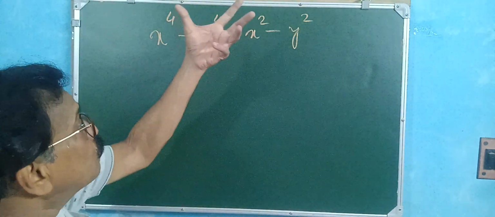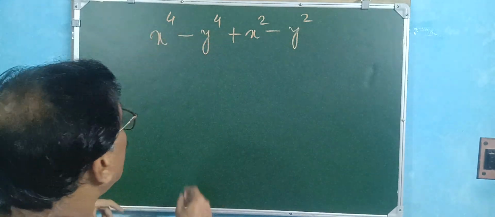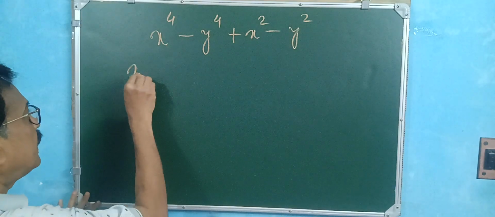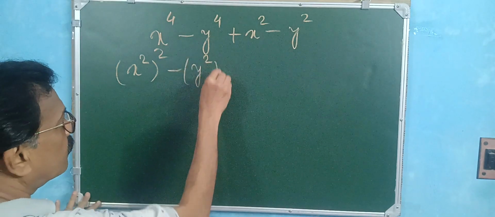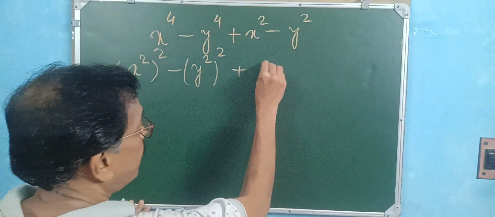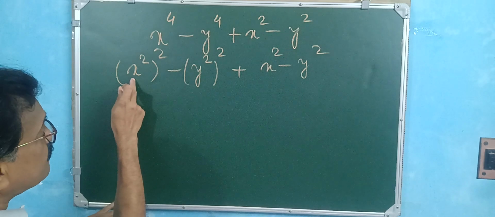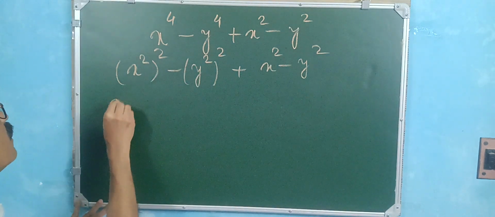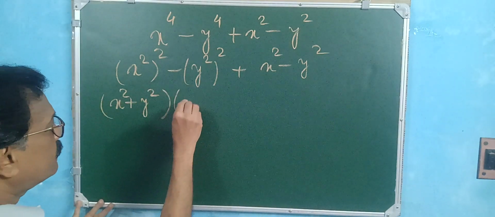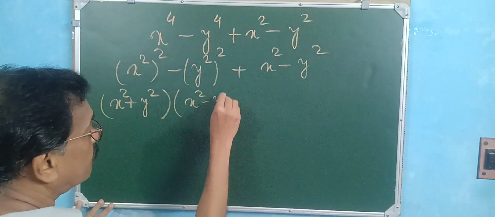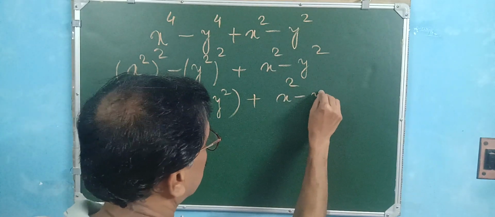Clear? So how do you solve it? First, you see here x to the power 4 minus y to the power 4. So first you break it: x to the power 4 is x square, whole square, and y to the power 4 is y square, whole square. Now this is a square minus b square, where a is x square and b is y square. So further, a square minus b square is a plus b times a minus b. Now this is x square minus y square.